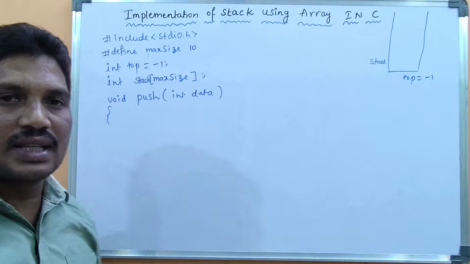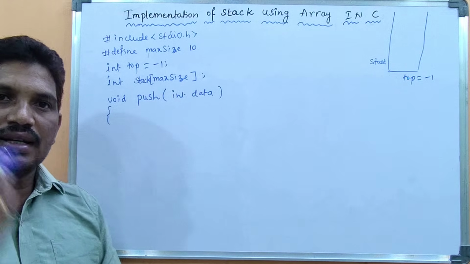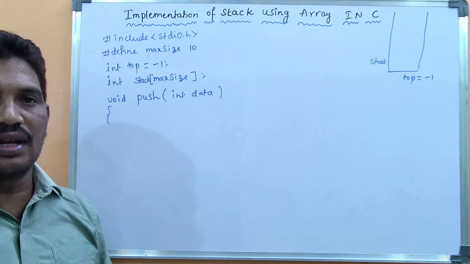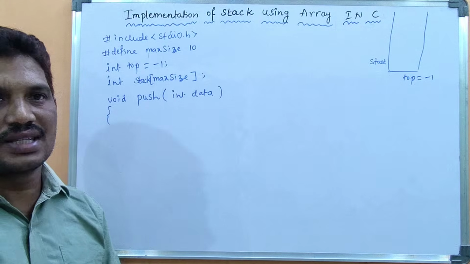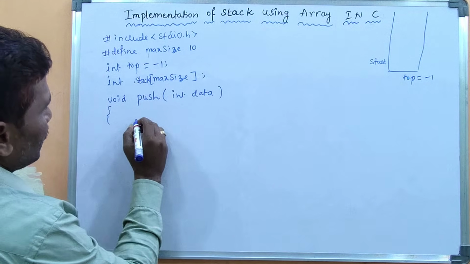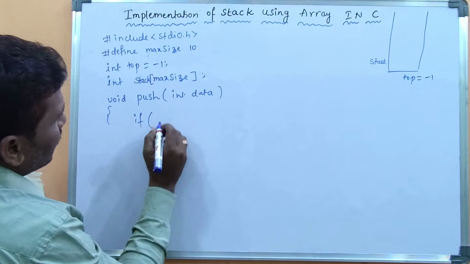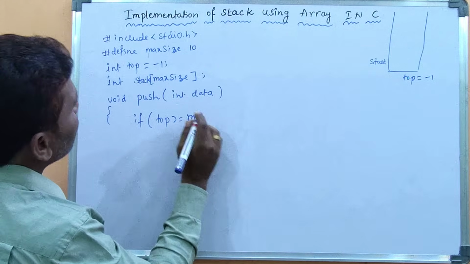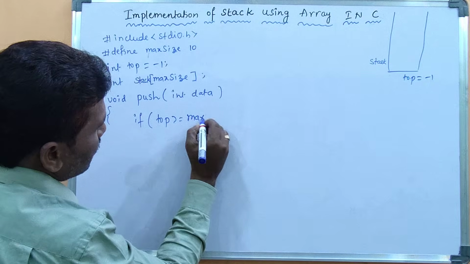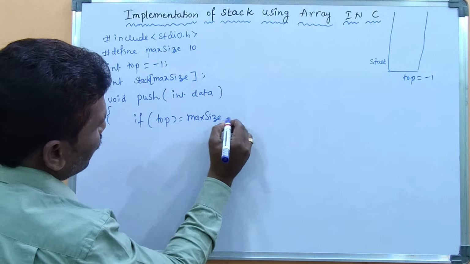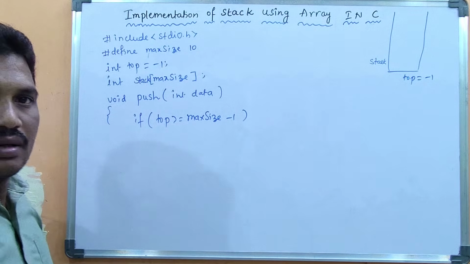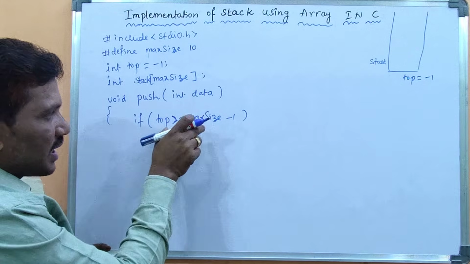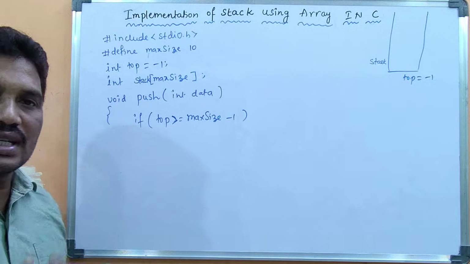Before inserting, you check the condition whether it is exceeding the maximum value or not. If it is exceeding the maximum value, you can't insert the item into the stack. So you put the condition: top greater than or equal to max size minus 1. I will tell you what happens when the condition returns true.